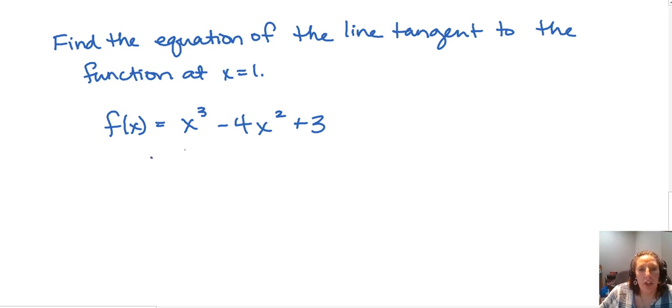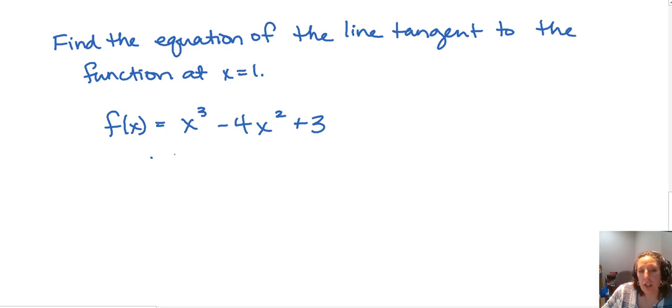Hello, in this video we're going to look at finding the equation of a tangent line given a function and a point. So we're going to find the equation of the line tangent to the function f of x equals x cubed minus 4x squared plus 3 at the point where x is equal to 1.